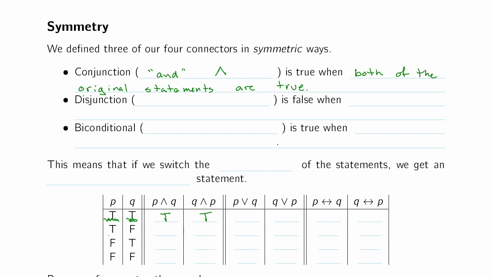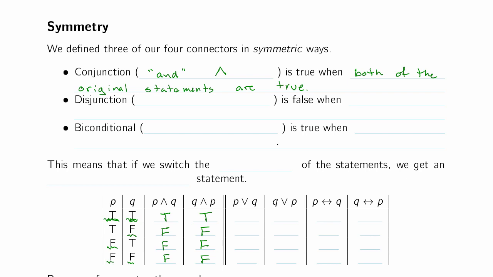Here, well, Q is false, so P and Q is false. That also makes Q and P be false. Here, P is false. That makes P and Q be false. It also makes Q and P be false. And here, of course, both statements are false. So the and statement is false no matter what order we write them in.